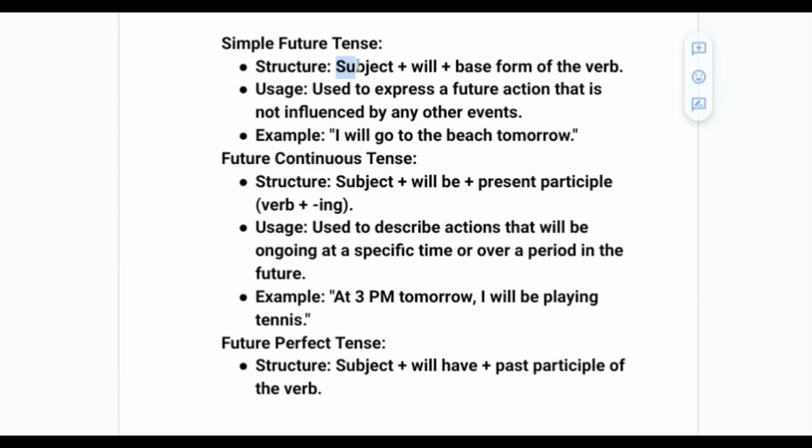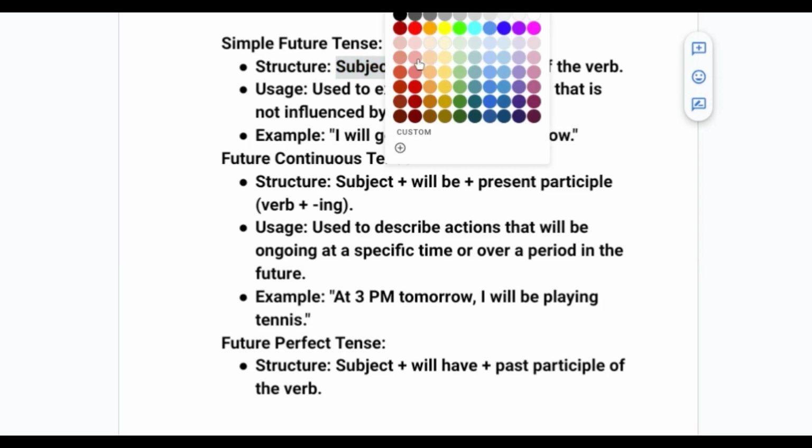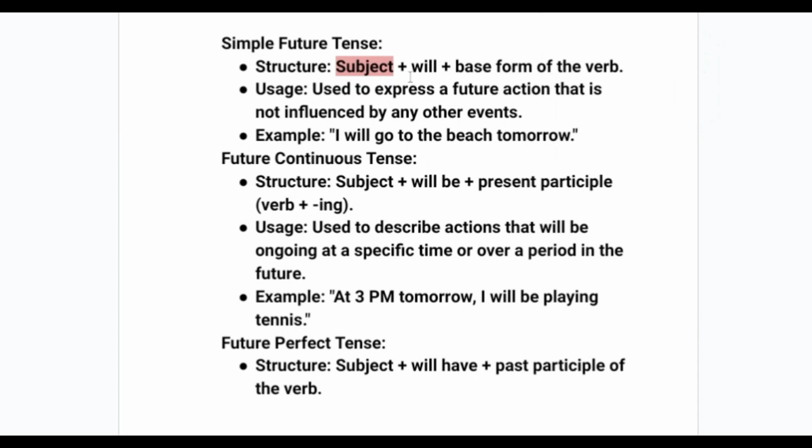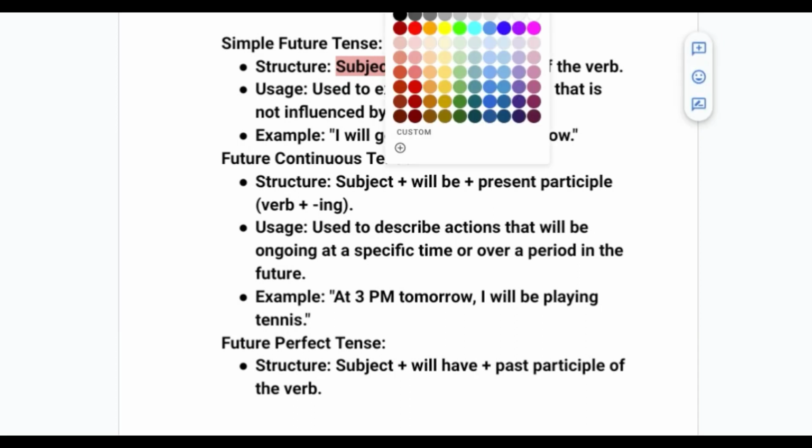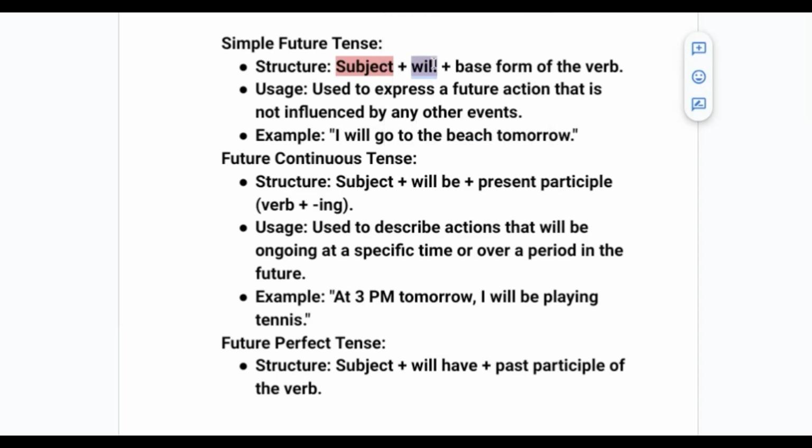Subject, the one who does the work. I'll just highlight it. Will. Will is a name too, right? I like that name. It's really cool. And the base form of the verb.